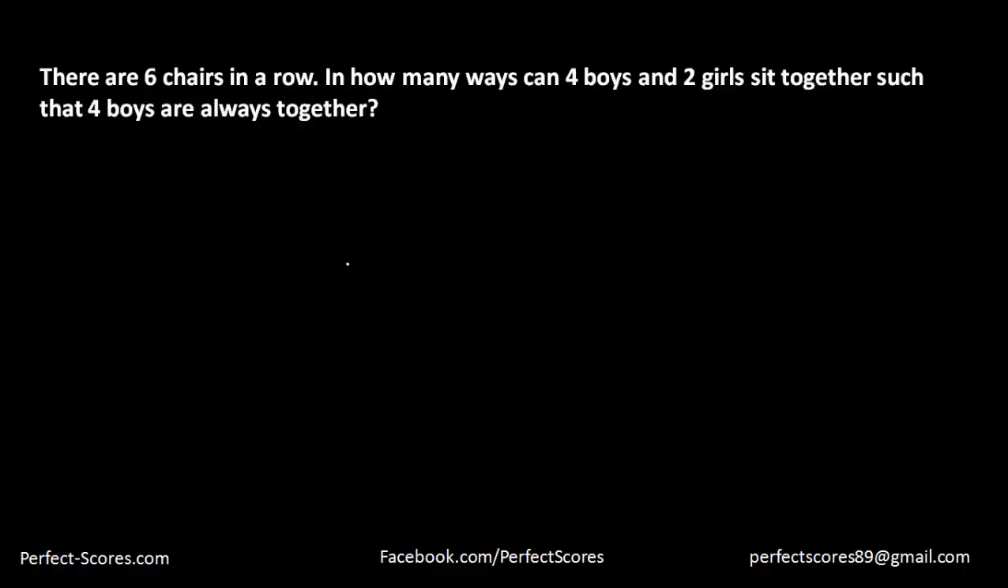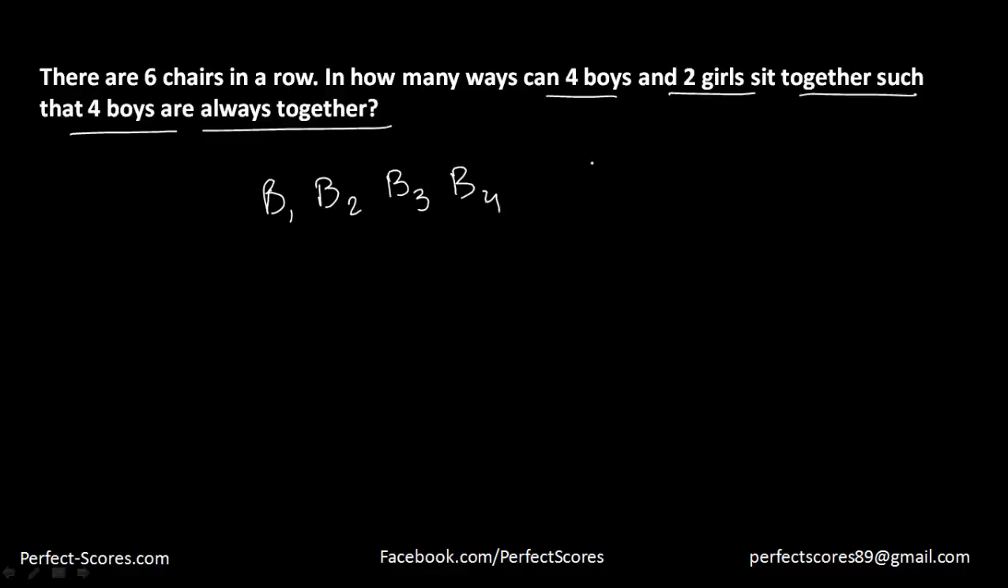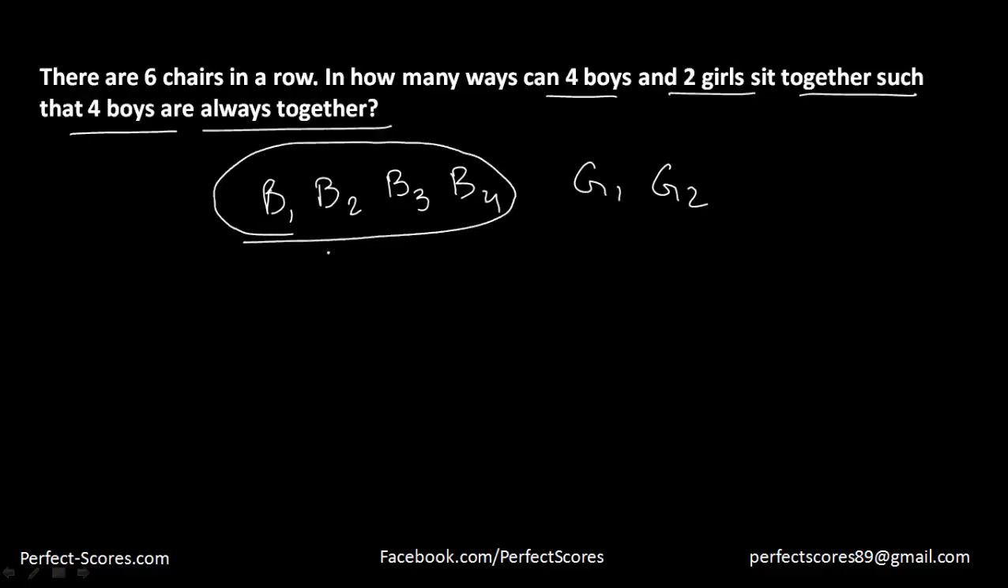There are 6 chairs in a row. In how many ways can 4 boys and 2 girls sit such that all the 4 boys are always together? So I have these 4 boys, boy 1, boy 2, boy 3, boy 4, and there are 2 girls. Now these 4 boys have to be together, so we tie them with a rope. How many groups do we have? 1, 2 and 3. Now these 3 groups can be arranged in 3 factorial ways. But I have to take care of these boys as well. These boys within themselves can be arranged in 4 factorial ways.